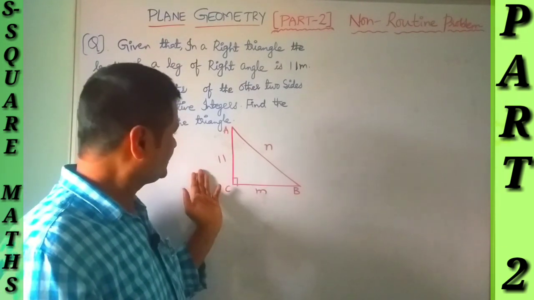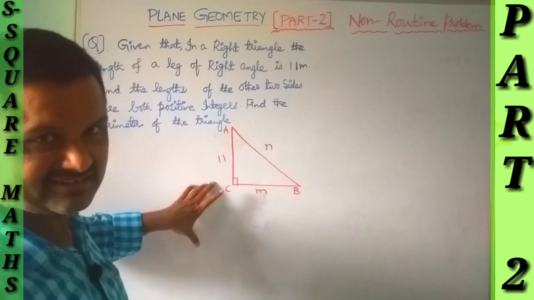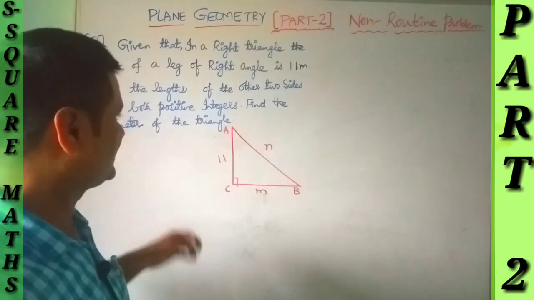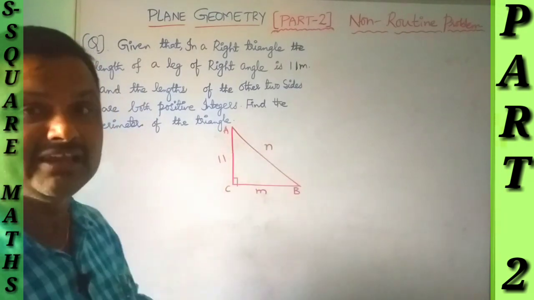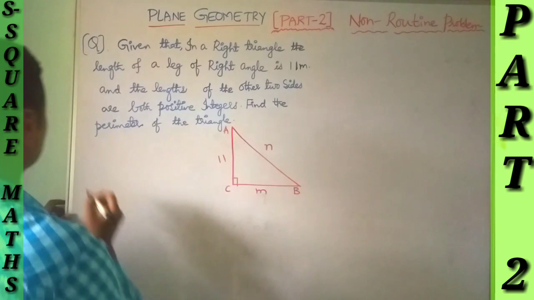So you can say in triangle ABC, if angle C is 90 degrees, then AB will act as the hypotenuse. So let the other two sides of the triangle be M and N meters. So, solution now.